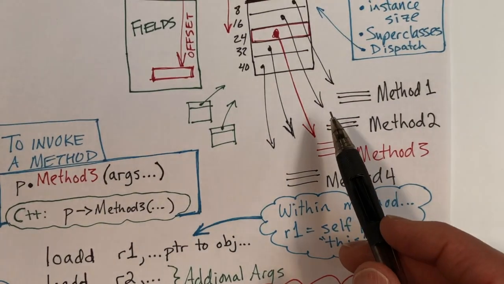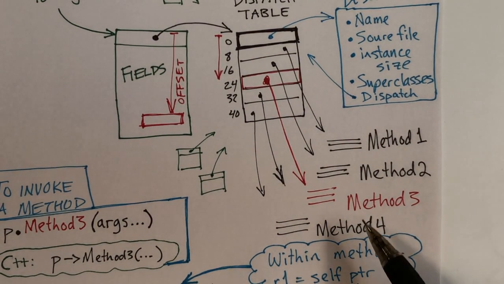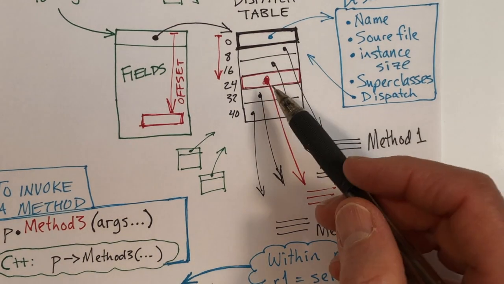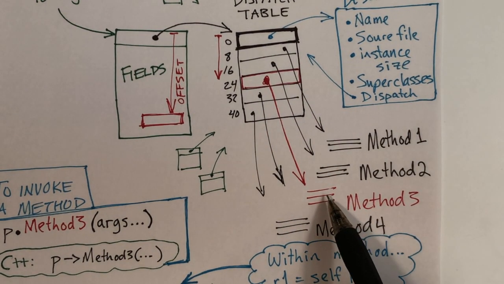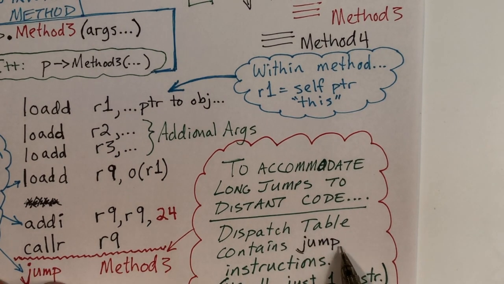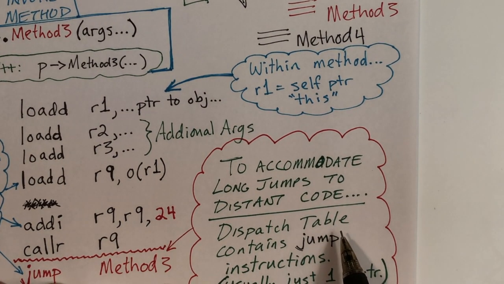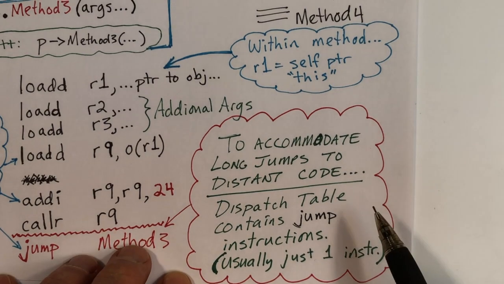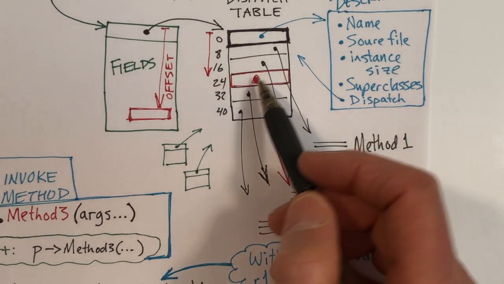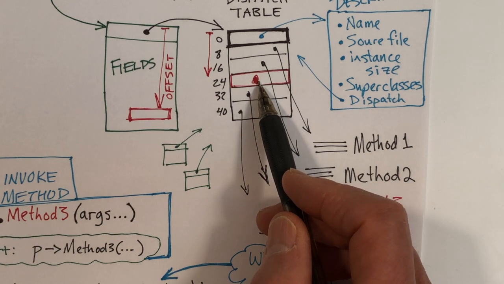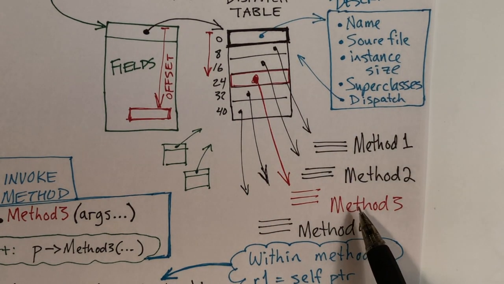Now, we can accommodate long jumps with this system. In most cases, the methods will be fairly close to each other, and these jumps can be a single instruction. But in some cases, for particularly large programs, the methods may be scattered all over memory, and we may require a long jump in order to get to distant code. The dispatch table contains entries that are 8 bytes. Remember that instructions are normally 4 bytes, so we can accommodate up to 2 instructions in each entry of the table. For the vast majority of cases, we'll have just a single instruction of 4 bytes that will jump to the code. But for all other cases, 2 instructions will suffice, and they will fit within the 8 bytes of the dispatch table entry.